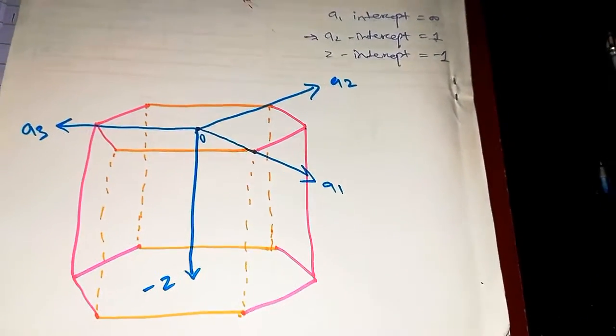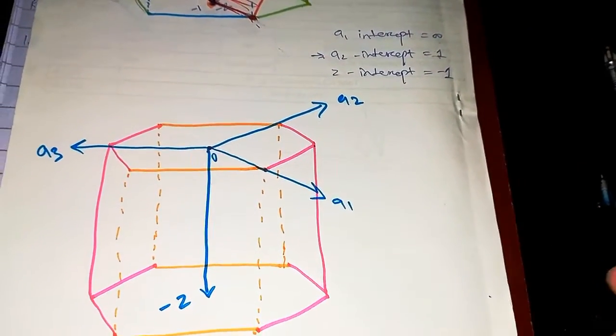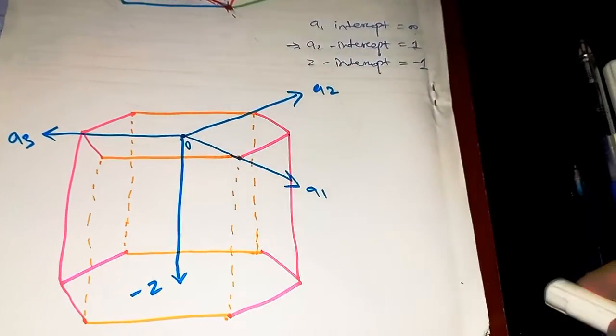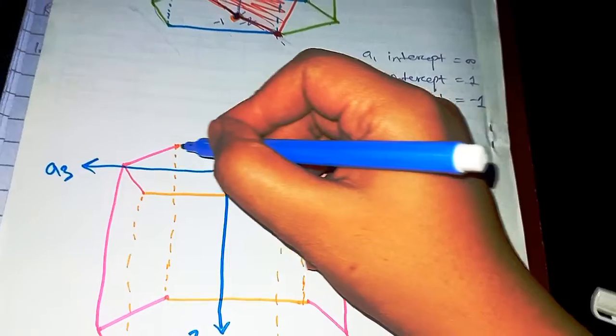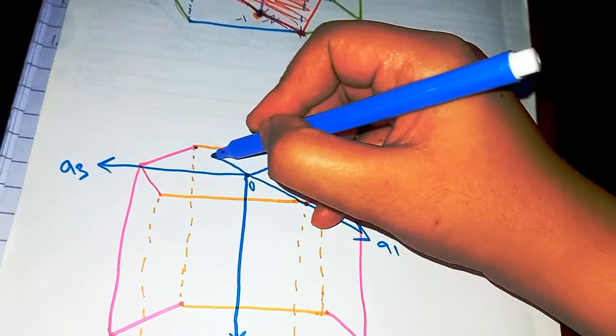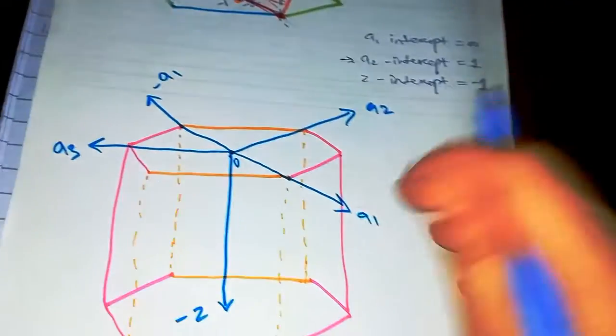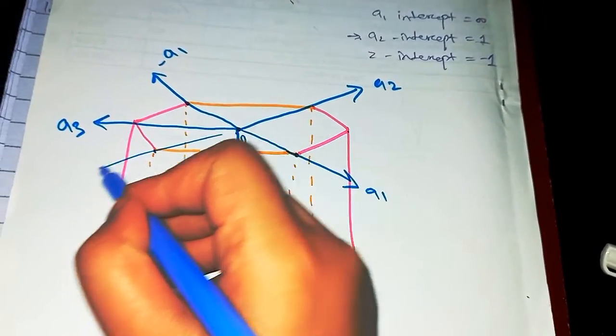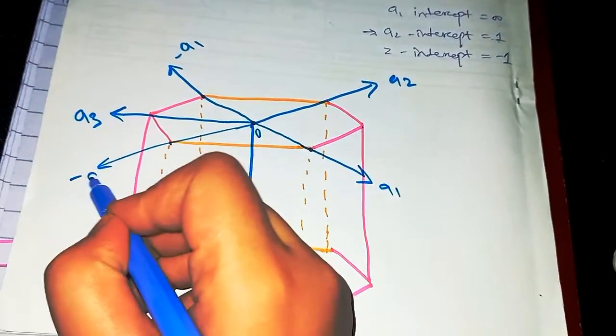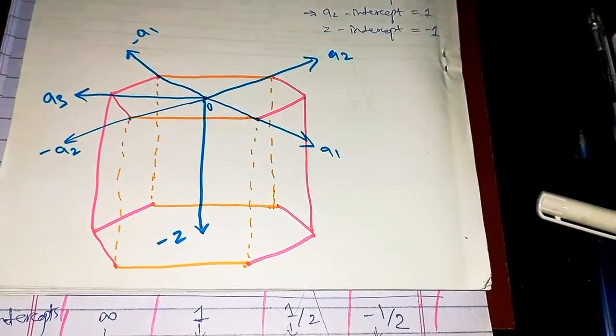And next we need to draw the negative axis lines as well, because they are also needed in the process. So if this is the positive a1 direction, this is the negative a1 direction, this is positive a2 direction, and this gives you the negative a2 direction. A3 is not needed, so we don't need to draw it.